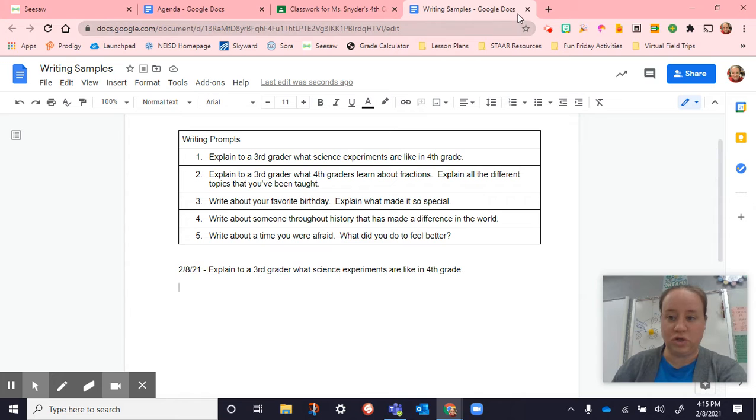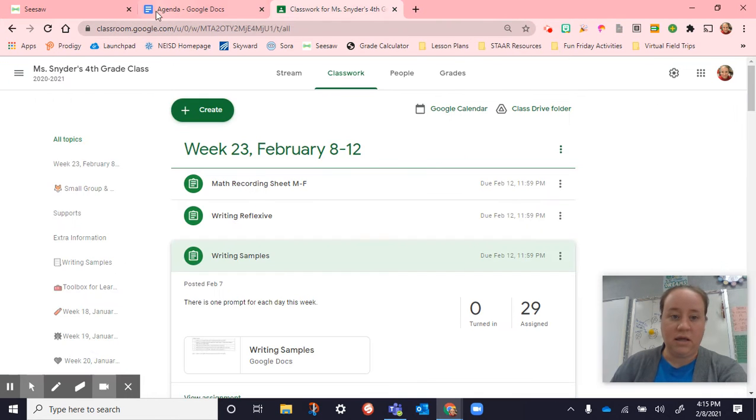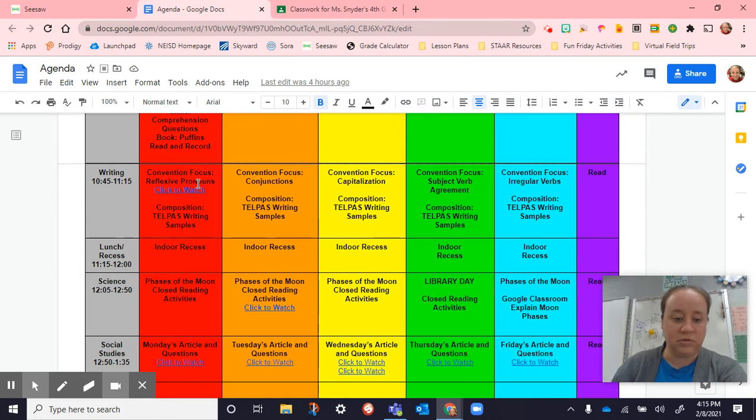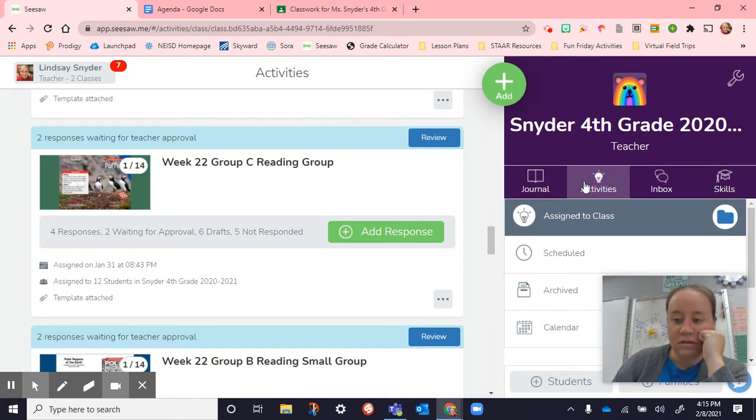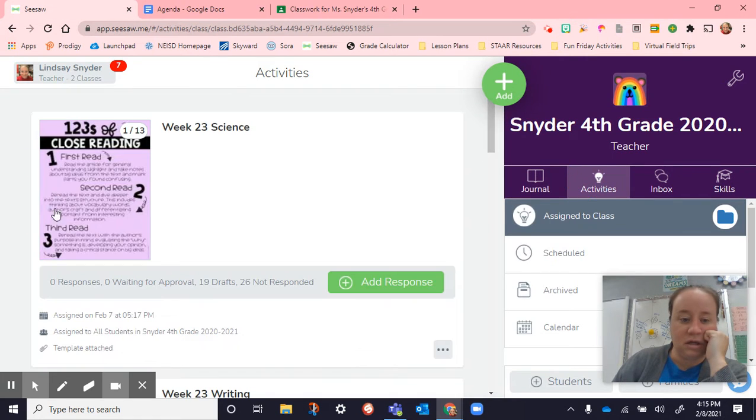So the rest of the time was just spent writing. And then we went to lunch and recess and came back, and we did the phases of the moon closed reading activity. So that is on this first one here, week 23 science.